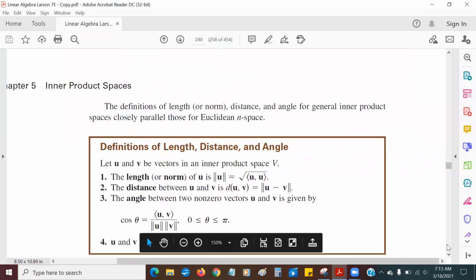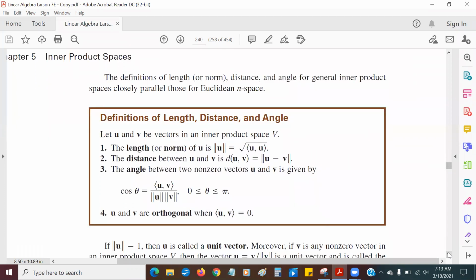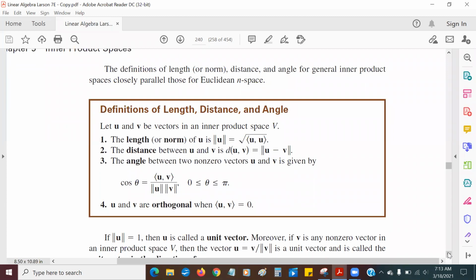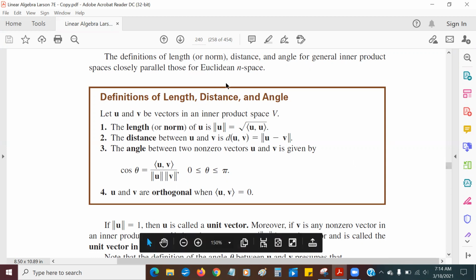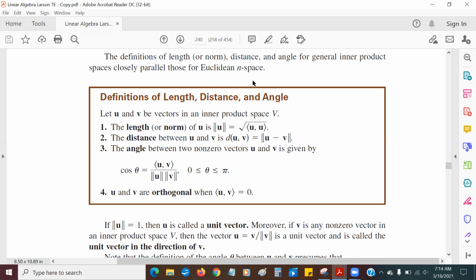Now, I want to talk about this idea of length, distance, and angle. Again, you have to be aware that we're not doing regular dot products and not doing regular Euclidean n-space. These vector spaces could be anything. So even though the terminology is going to look very similar to what we've seen before, the meanings of these things might be quite different, and that's just the way it is.